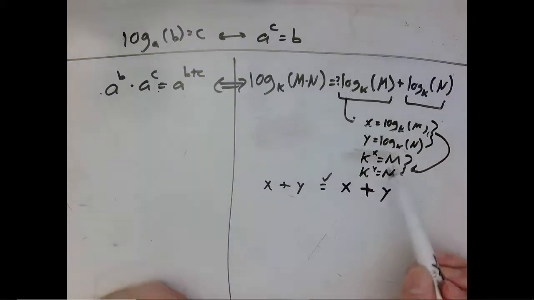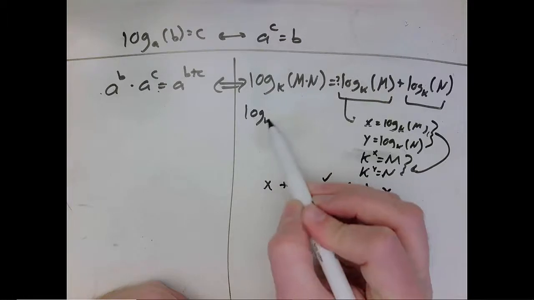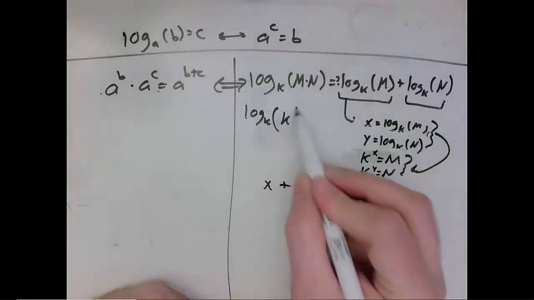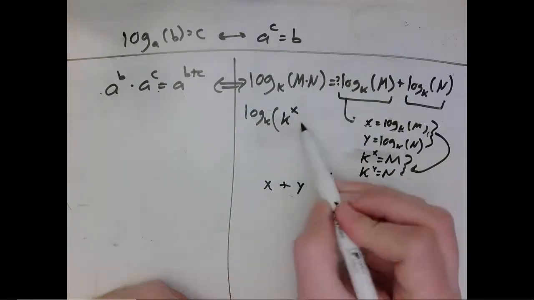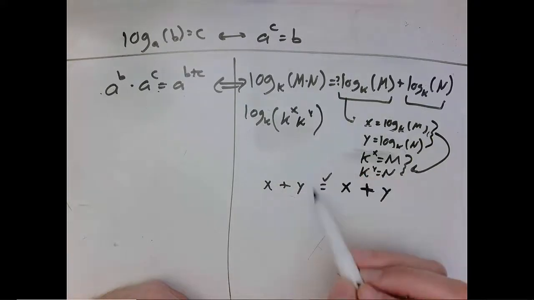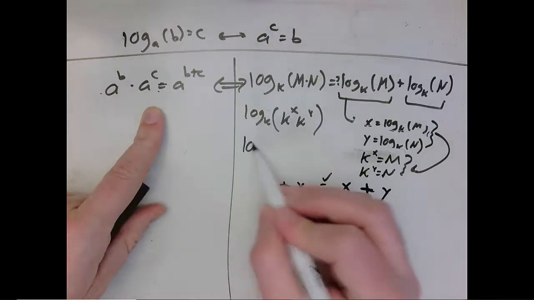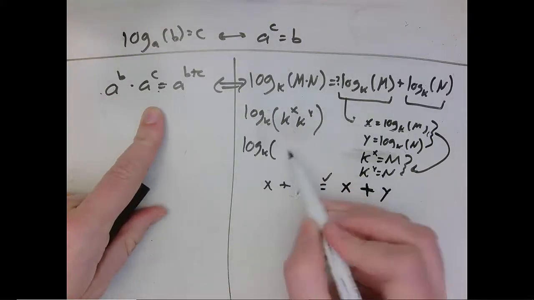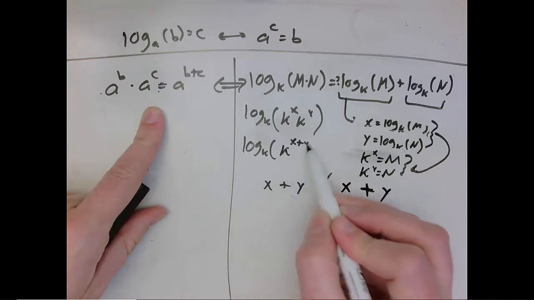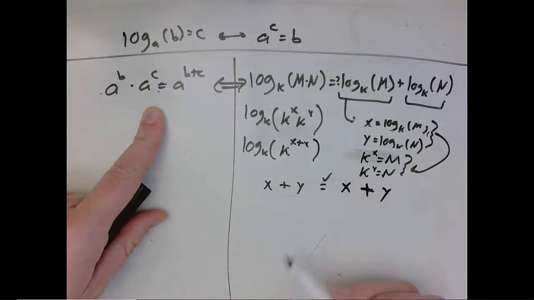So what that means now is I can substitute in for m and n. So now I know that m is the same as k to the x, n is the same as k to the y. Aha! Now I can use the exponential identity. So now I know that this is the same as k to the x plus y.